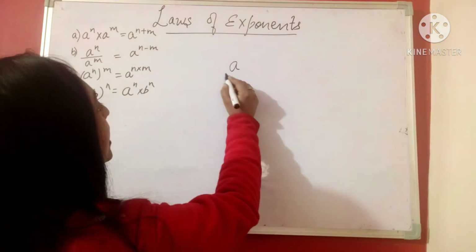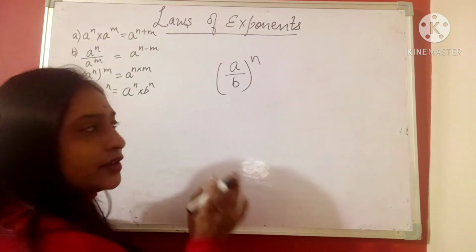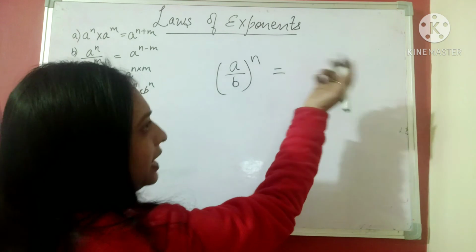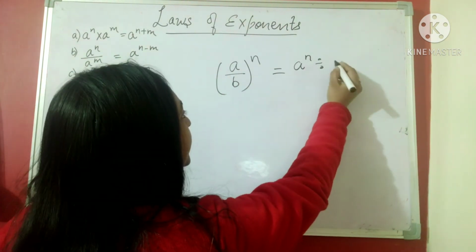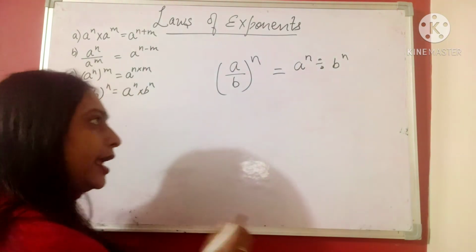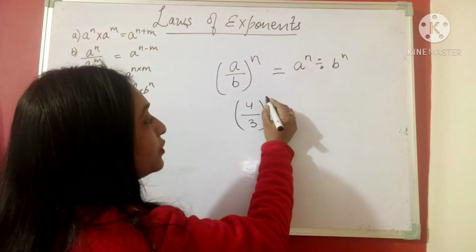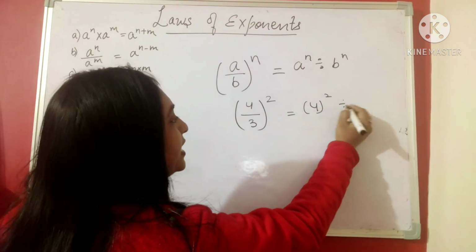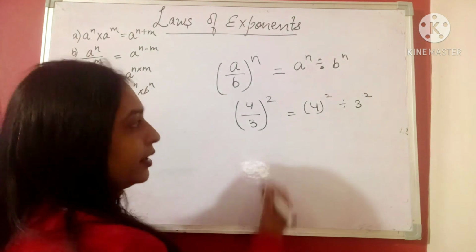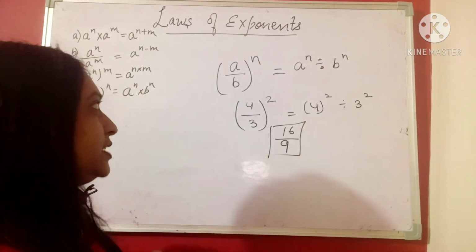The next law is a upon b raised to the power n. When the bases are there in the division form and it is raised to a power, then we will write a raised to the power n divided by b raised to the power n. What is it? 4 upon 3 is raised to the power 2, suppose, then we can write 4 squared divided by 3 squared, which means 16 upon 9. Right, so this becomes the answer.